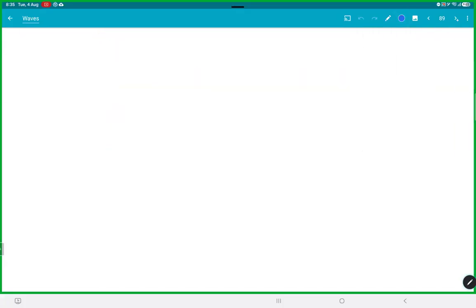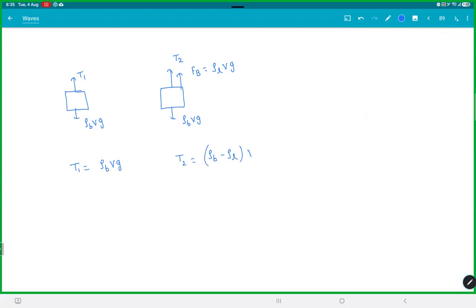And then you're done. So before immersing, the tension was T1 and the weight was rho b Vg. After immersing, the forces will be T2, the weight rho b V g, and the buoyant force will be rho liquid Vg. So tension T2 will be rho body minus rho liquid, times Vg. Buoyant force, everyone. And we know the formula f is equal to n by 2L root over T by mu. Now, if you see here, frequency is constant, length is constant, mu is constant. What changes is n into root T.